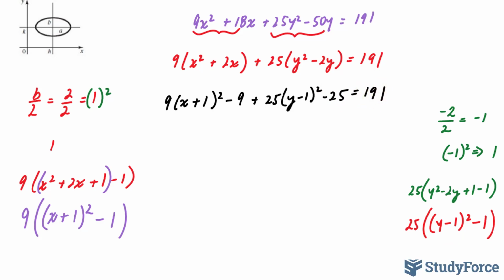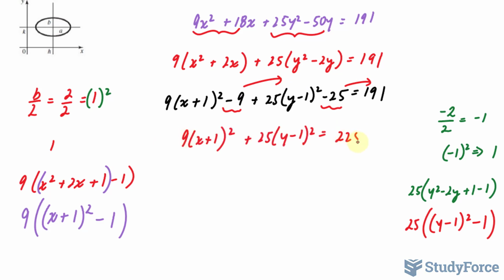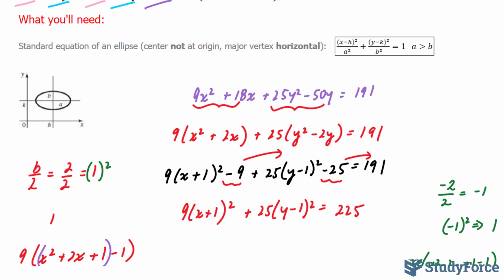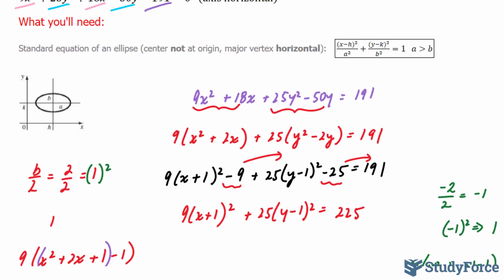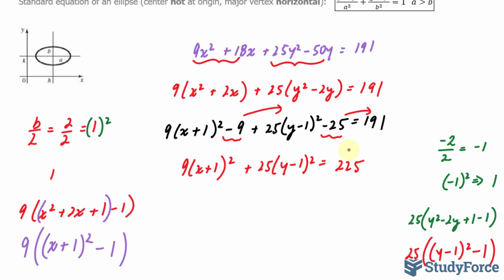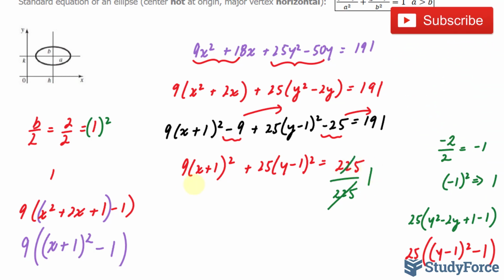I will bring these constants over to the other side, where we end up with 225. This equation is starting to look more and more like the standard equation of an ellipse. The only thing that we have to do is make this right side equal to 1. And we can do that by dividing everything by 225. That becomes a 1.